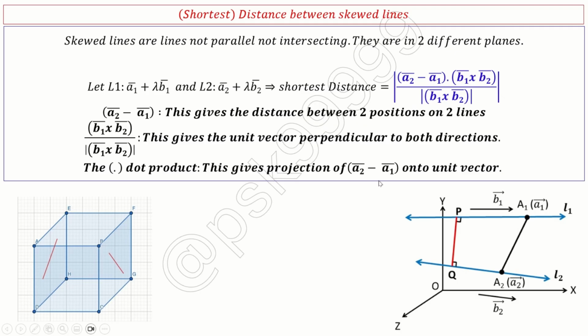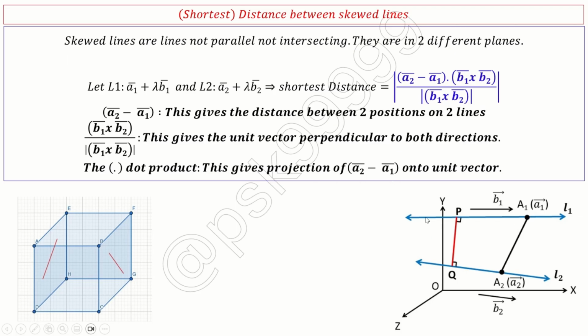So let's see what this is. Okay, so A2 minus A1 is nothing but the distance between two points on two lines. B1 cross B2 divided by absolute B1 cross B2 gives you the vector perpendicular to both directions. Okay, a unit vector perpendicular to both directions. Now this dot product will give you the projection of A2 minus A1 onto this unit vector.